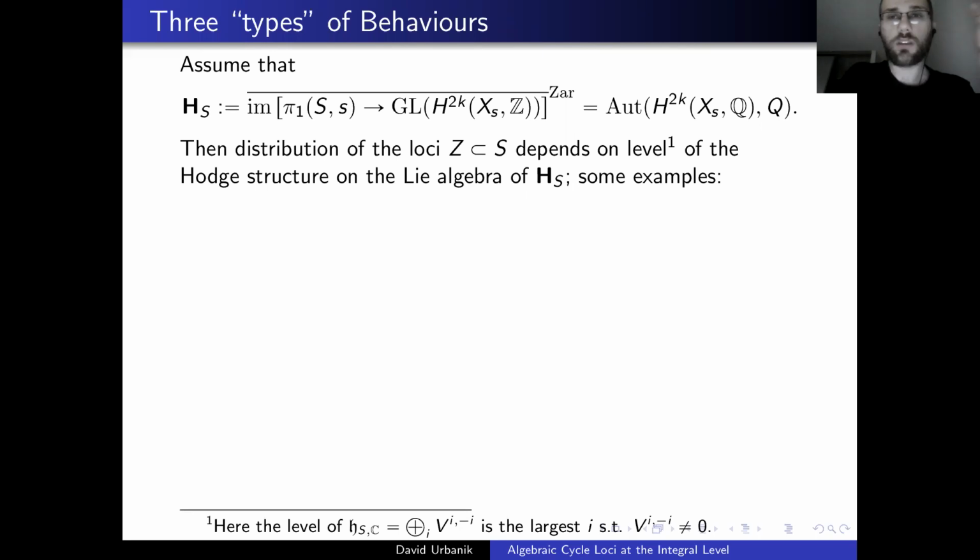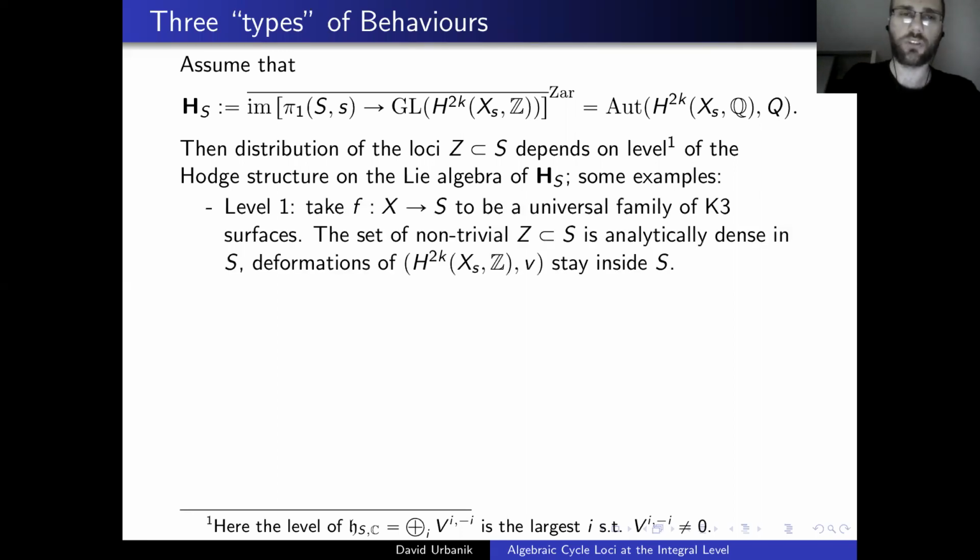So what we're going to do is just assume for simplicity that the monodromy on S is the full orthogonal or symplectic group fixing the bilinear form, the topological bilinear form coming essentially from cup product. And the level is some quantity associated to a natural Hodge structure on the Lie algebra of this monodromy group. It doesn't really matter what it is, but it's an integer, and there are three cases that I want to consider: level 1, level 2, and level 3 plus.